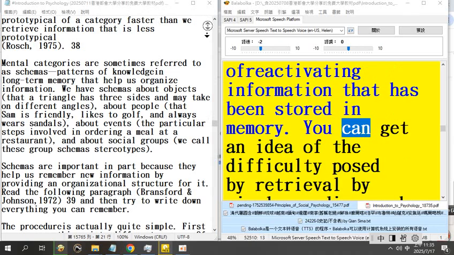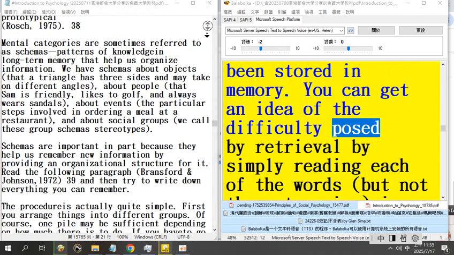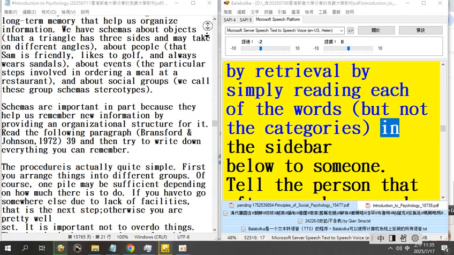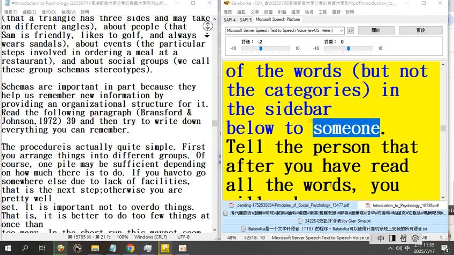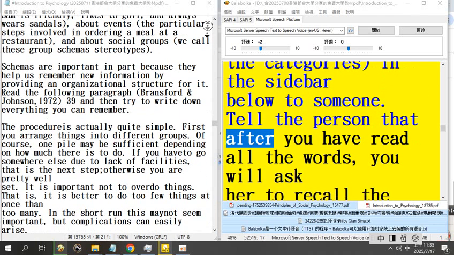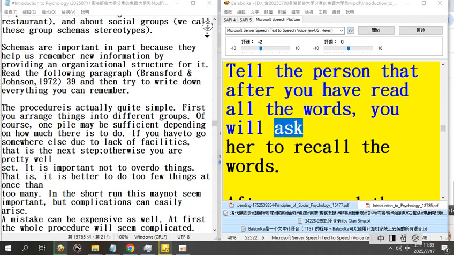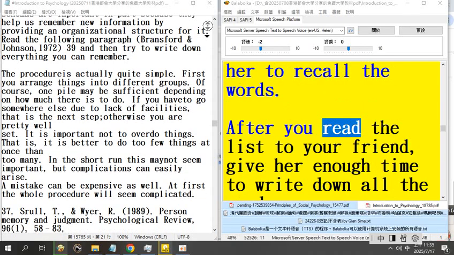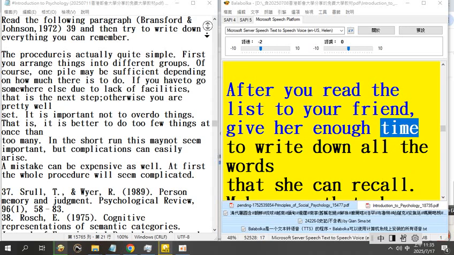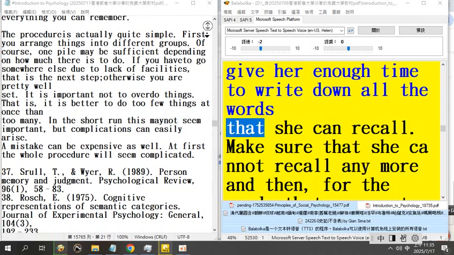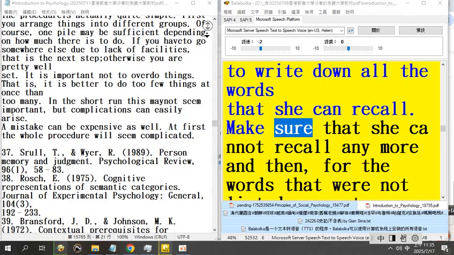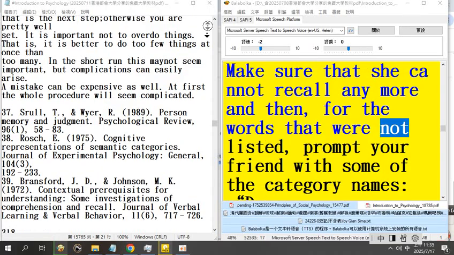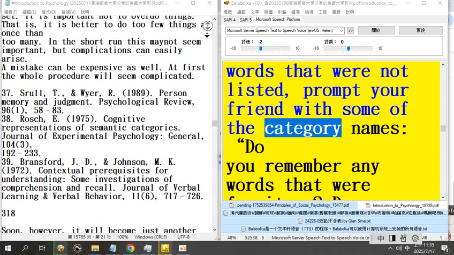You can get an idea of the difficulty posed by retrieval by simply reading each of the words, but not the categories, in the sidebar below to someone. Tell the person that after you have read all the words, you will ask her to recall the words. After you read the list to your friend, give her enough time to write down all the words that she can recall. Make sure that she does not recall any more, and then, for the words that were not listed, prompt your friend with some of the category names.